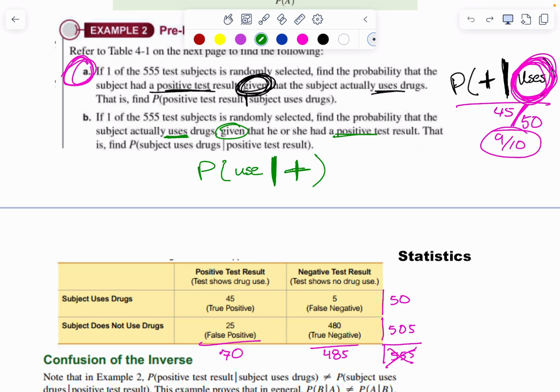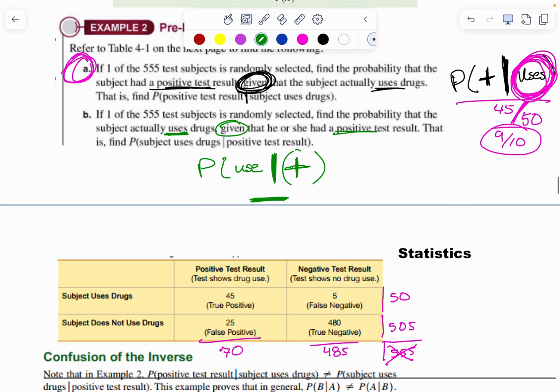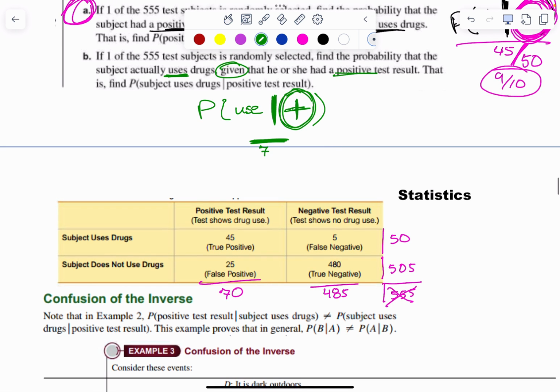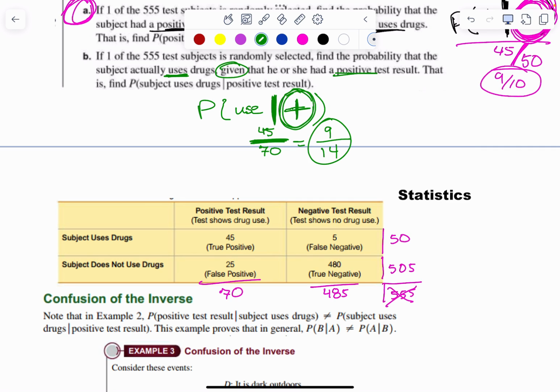No. Now my new bottom number is not 555 anymore. It's only the people who are positive for drugs. So 70 is my new bottom number, and of those 70, how many people use? 45. 45 over 70 is 9/14, or 64%, 0.64. Either one of those. So whatever's after the word given will tell you what your new bottom number is, right? Yeah? Okay.